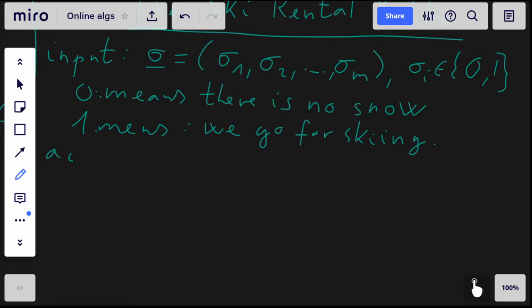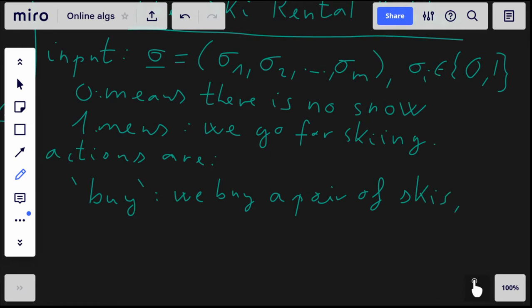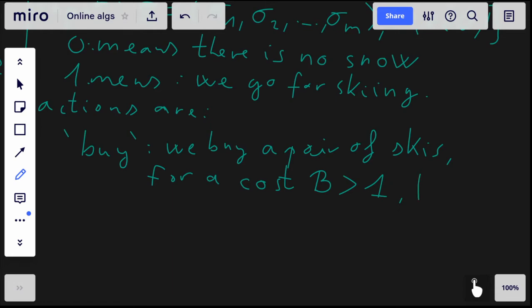So possible actions are, first type of action is to buy, and this means that we buy a pair of skis, and we of course keep it, for a cost of b, greater than 1, of course. It's usually an integer cost, and it's determined in the beginning, so it's fixed. The price of the skis doesn't change with time. Fixed in the beginning.